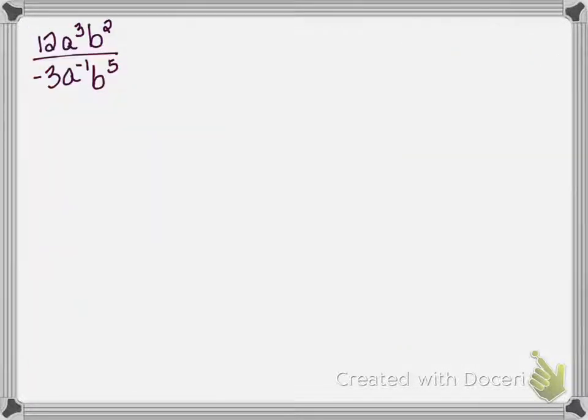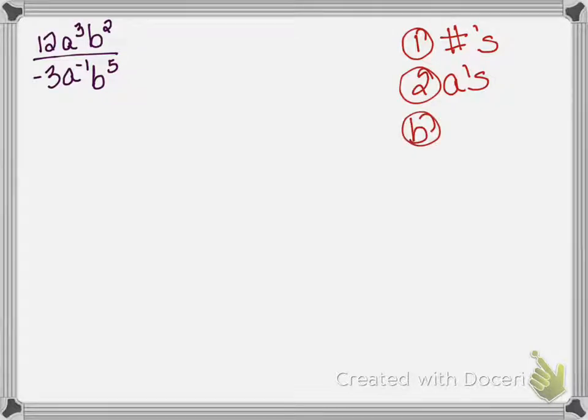Okay. So for this one, we are going to deal with our numbers first. So we're going to divide. Then I'm going to deal with my A's. Then I'm going to deal with my B's. My numbers, my A's, and my B's. Okay? So 12 divided by negative 3. What is 12 divided by negative 3? Negative 4. Negative 4.